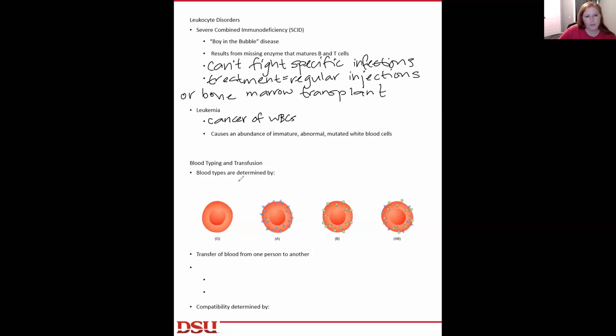All right, let's talk about blood typing and transfusion. Again, let me make sure I get these written down first, and we'll talk about it.